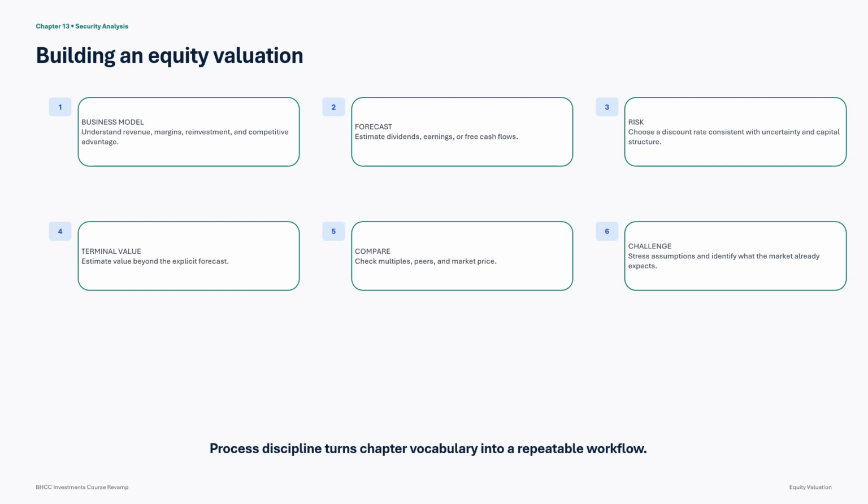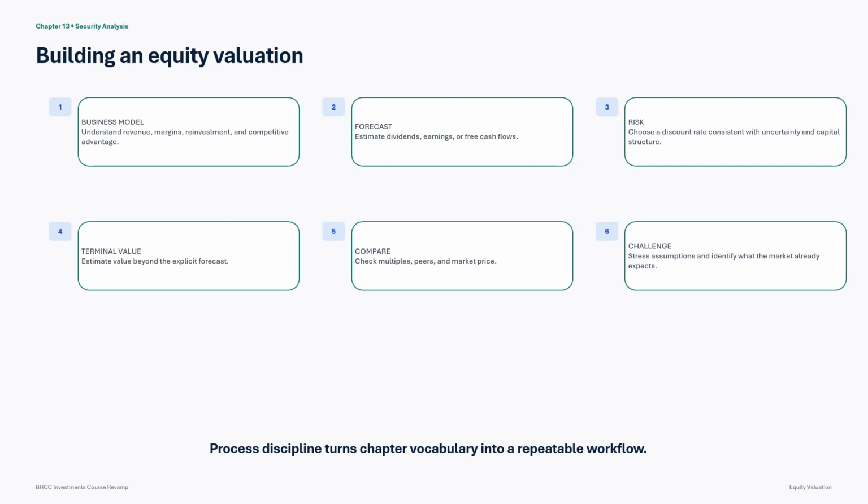The 2022 growth stock repricing is a useful example of why the process matters. Many businesses were still growing, but the discount rate rose and investors became less willing to pay extreme multiples for cash flows far in the future. The company did not necessarily become bad. The valuation equation changed. A strong process separates business quality from investment attractiveness.